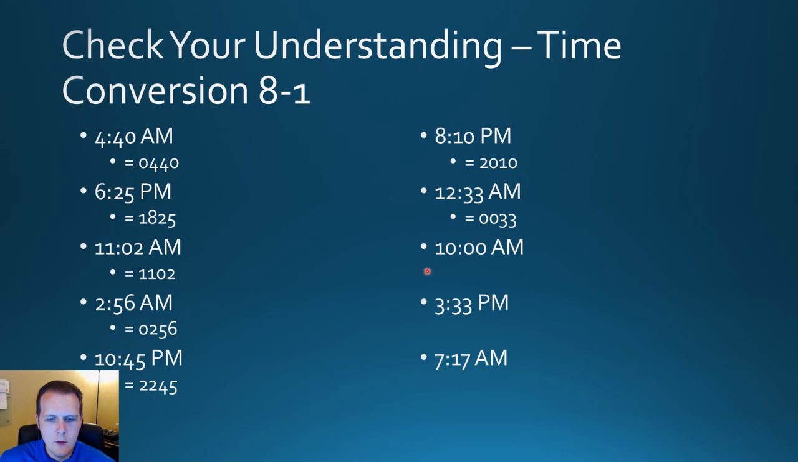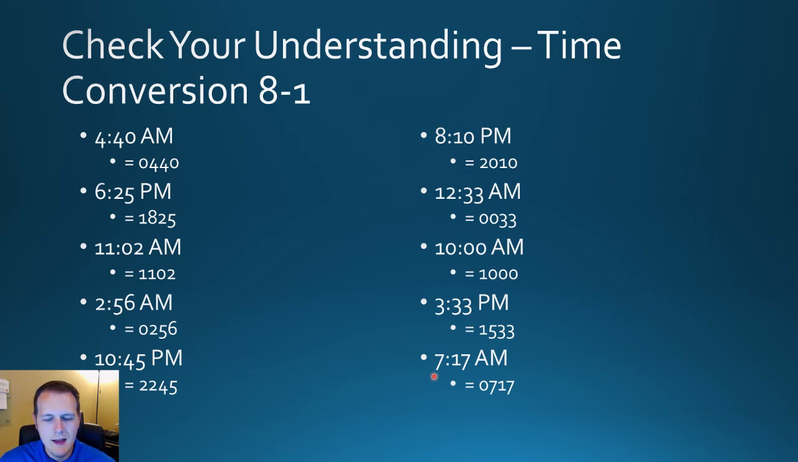10 a.m., no conversion here needed. It's just going to be 1000. 3:33 p.m., add 12 to that, and we're going to get 1533. And then 7:12 a.m., very easy again. No need to add 12. We're just going to get 0712 here.